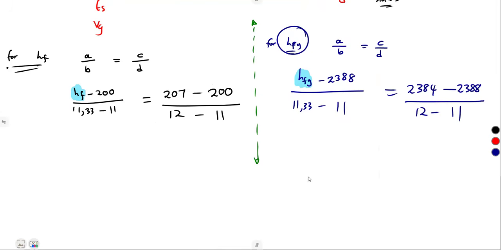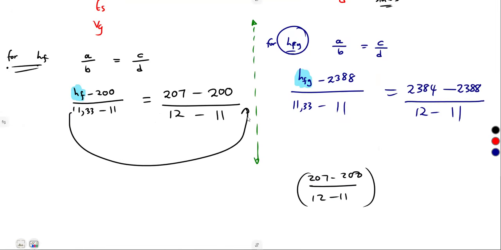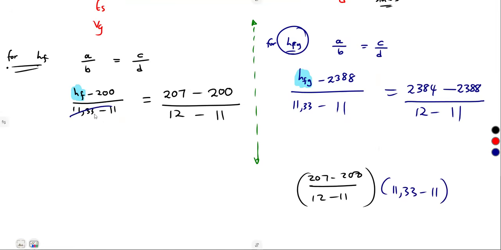This part that you are seeing here, 207 minus 200 over 12 minus 11, you multiply it since it is in the denominator. So you can simply remove it here by multiplying by it on both sides. All right. So you're going to multiply by that here, 11,33 minus 11. So meaning to say you no longer have this in the denominator. You are left with what?